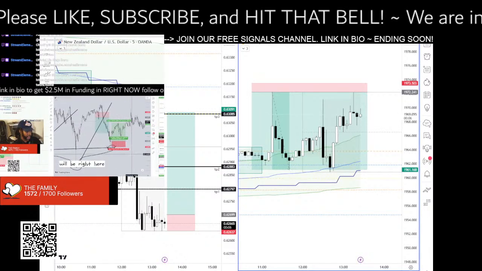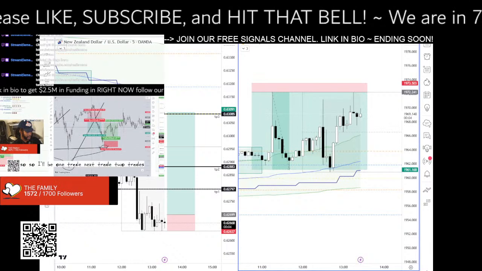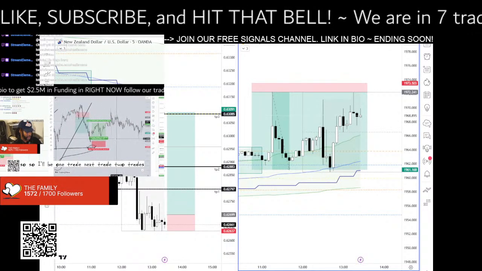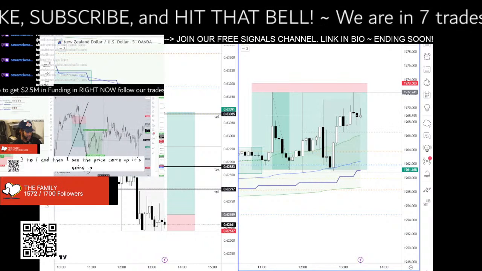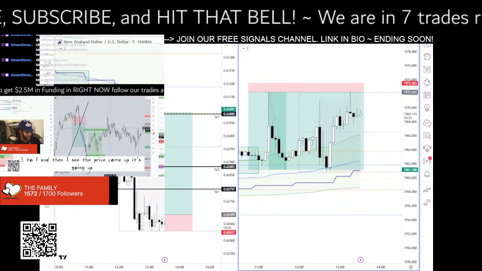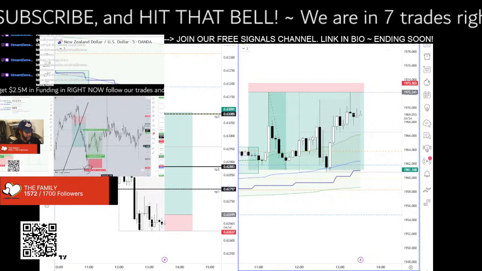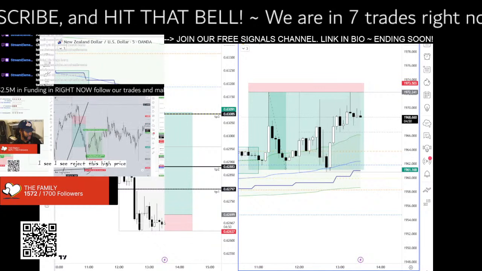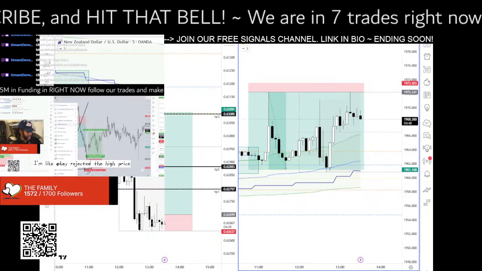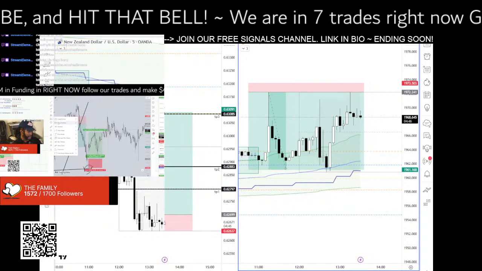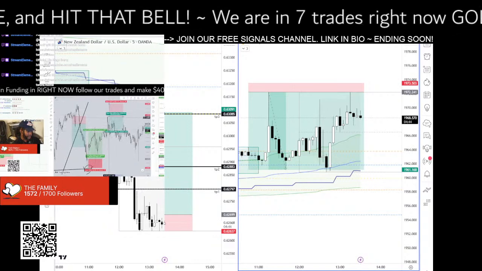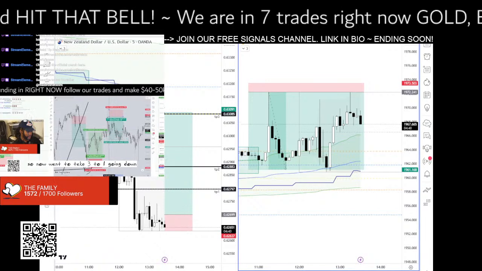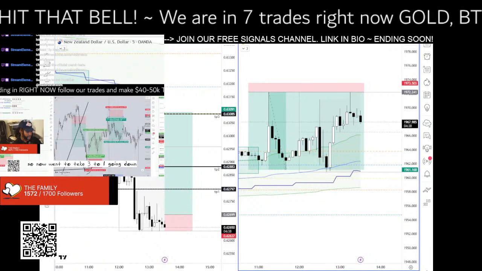That'll be one trade. Next trade, 3-to-1, and then I see the price coming up. It's going up. I see it reject this high price. I'm like, okay, it rejected the high price. It rejected that price right here. So now I want to take 3-to-1 going down.